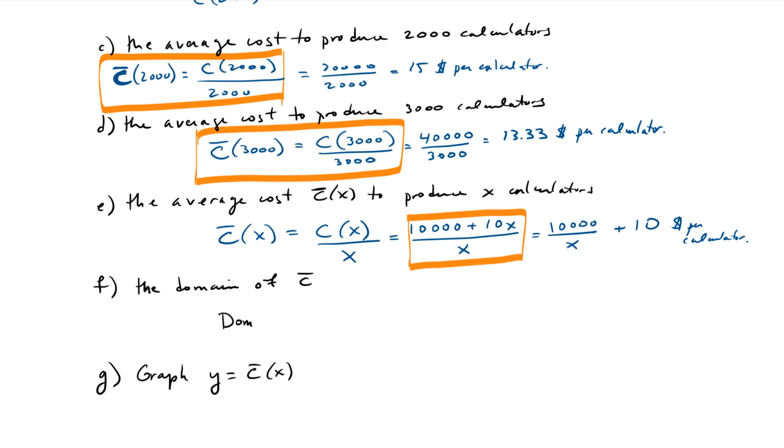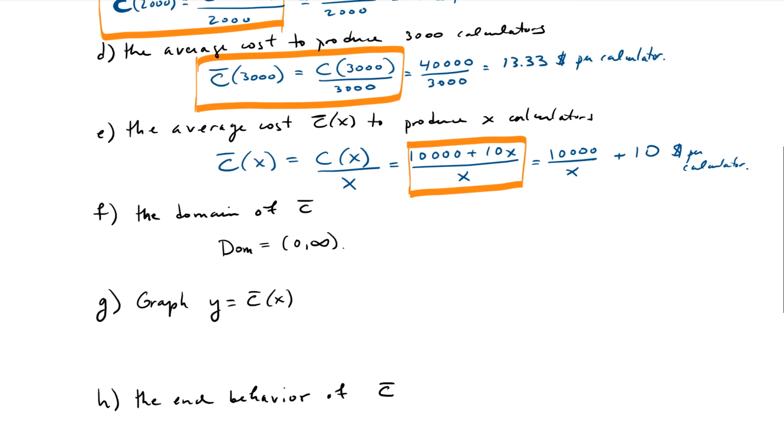Domain is going to be everything above 0. Okay, even though some values there are realistically not possible, like fractional values. But at least because eventually I want to graph C bar, and I'm just going to graph it for the part that I want to focus on, which are positive values of x. So graph C bar of x.